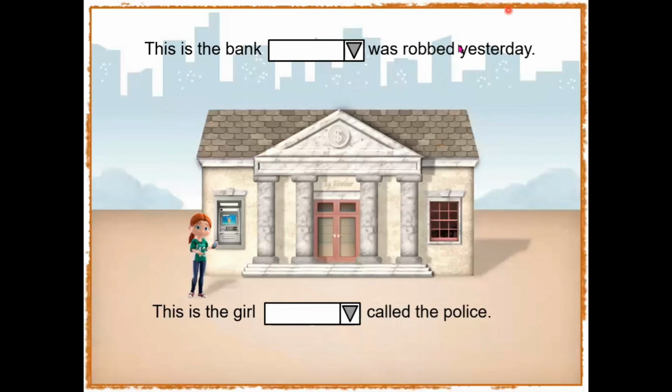Now it's your turn. Who can answer the first question? This is the bank ___ was robbed yesterday. What is the answer? Yes, I hear someone saying which. Correct. Perfect. This is a girl ___ called the police. Who called the police? Perfect.